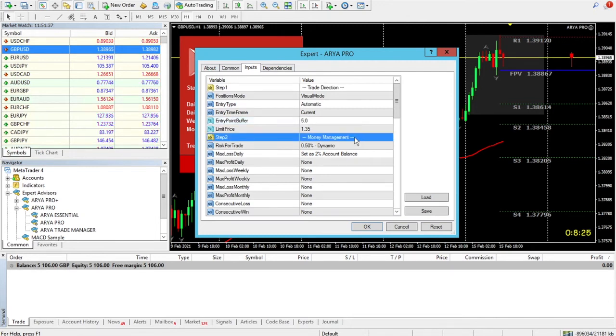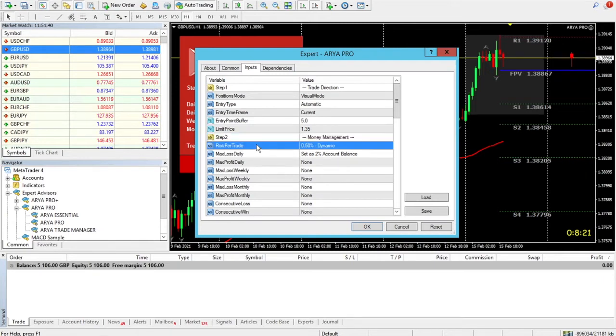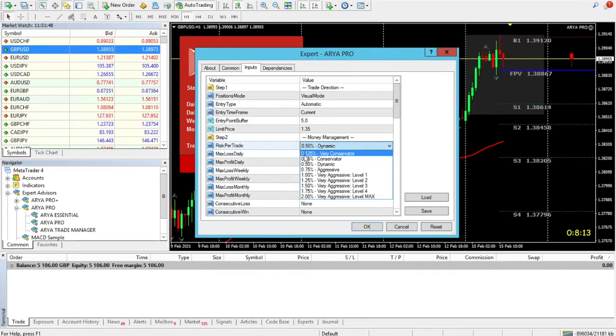Coming on to step 2, which is money management. Your risk per trade is the amount of capital you would like to put on your specific trade. You can choose anything from 0.125%, or very conservative, all the way up to 2%, or very aggressive. When you're first starting out, we recommend that you choose a percentage around this area.